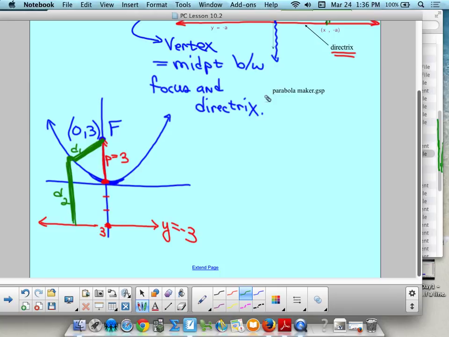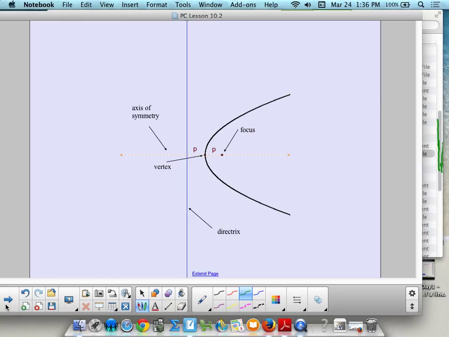Can I move on? If you say no, I won't move on. Okay? Now, here's a slide that shows you a parabola pointing which way?